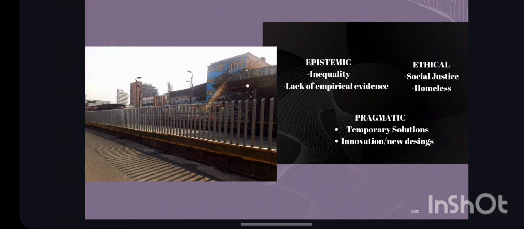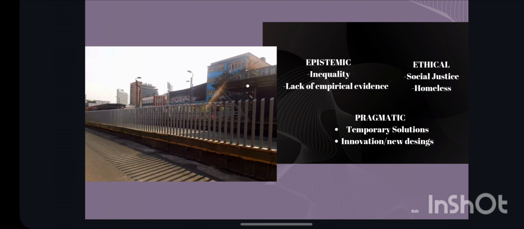Another problem is the epistemic problem, that is, the lack of empirical evidence. There may be a lack of empirical evidence demonstrating the effectiveness of hostile architecture in achieving its intended goals, such as reducing loitering or preventing vandalism. Without rigorous research and data, it is difficult to assess the impact of these design interventions on public behavior and safety, leading to epistemic uncertainty about their efficacy and justification.